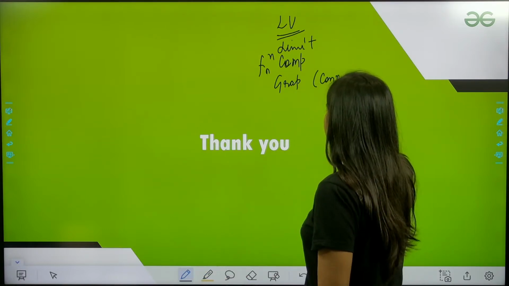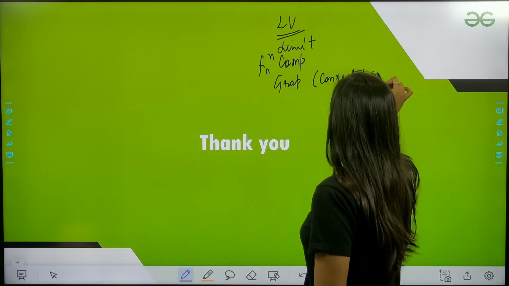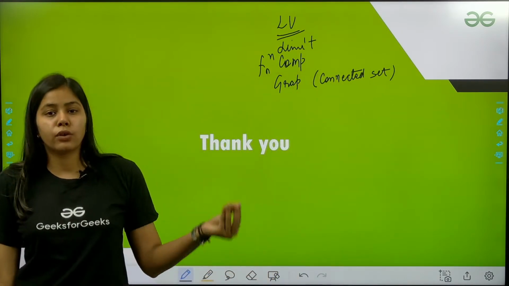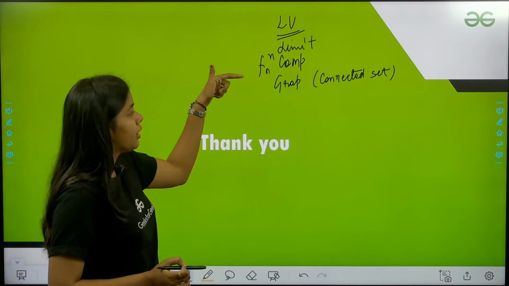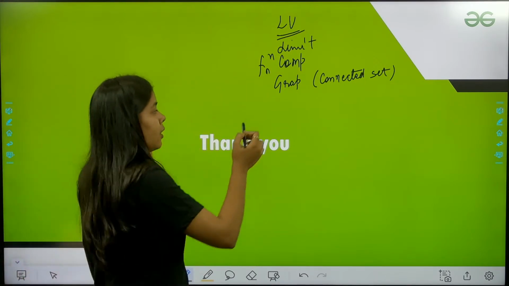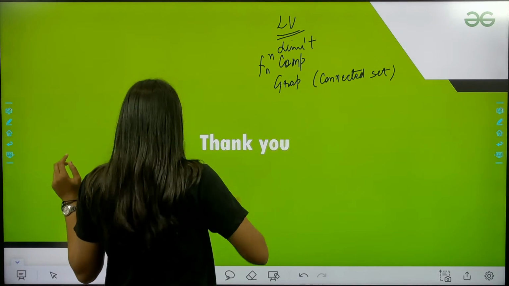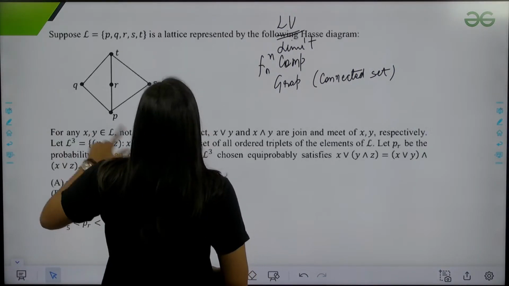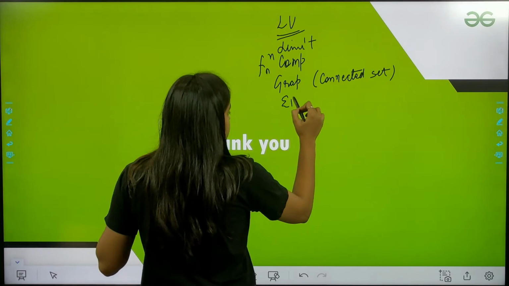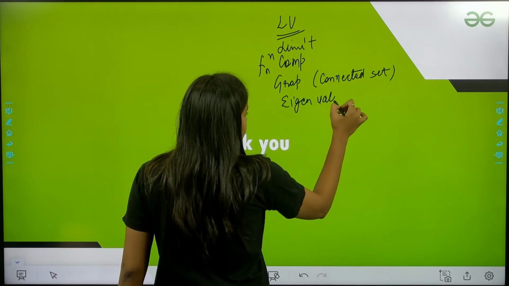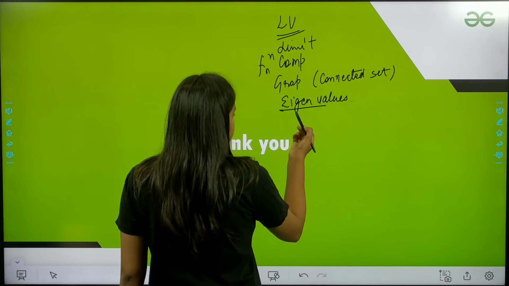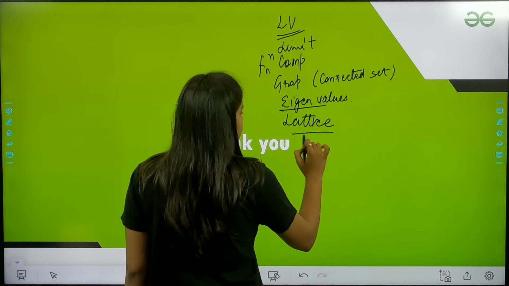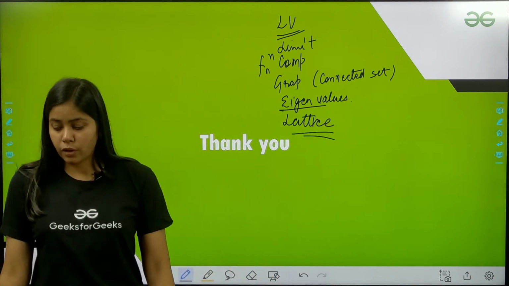If you have confusion in any of the topics, just go back to the class, go back to your notes and revise that. LU decomposition, limit, function composition, graph, and also binary operation. One question is from eigenvalues, and the last question is from lattice. So just revise these topics and we are going to work on set 2.